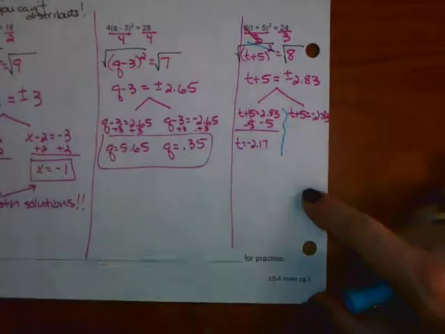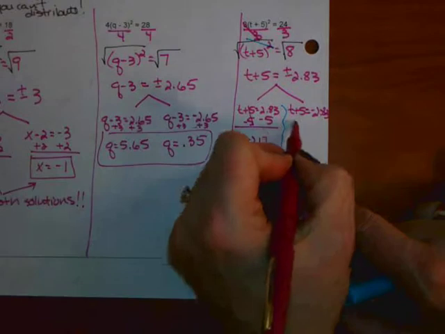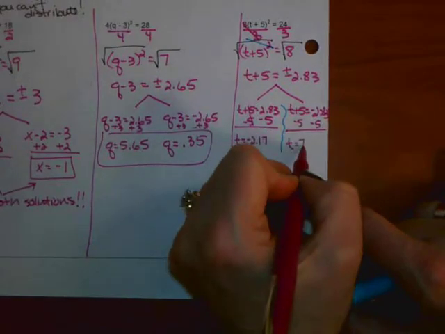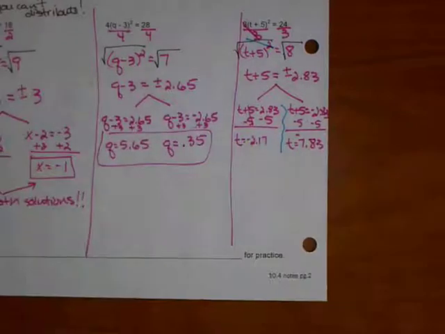Draw a line down here. And then subtract 5 here. And t equals negative 7.83. Sure about that? Okay?